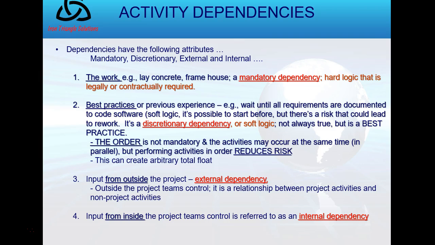There's also discretionary dependency. These are often considered best practices or sometimes called soft logic. It doesn't always have to be that way, but in general, we found that this was the best way to do it. And the order does matter because it helps reduce risk. Then we have external dependencies, which is something imposed on us from the outside. And internal dependencies are imposed on us from the inside, such as a control mechanism or a boss.